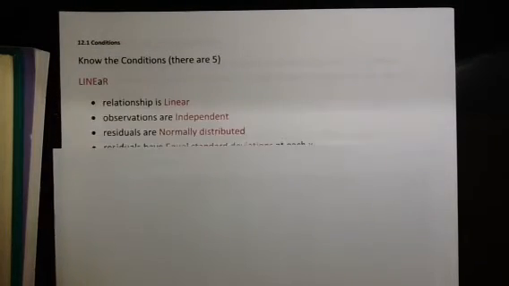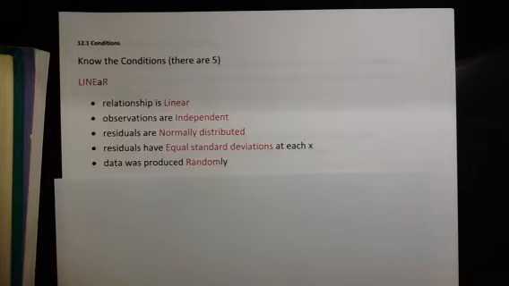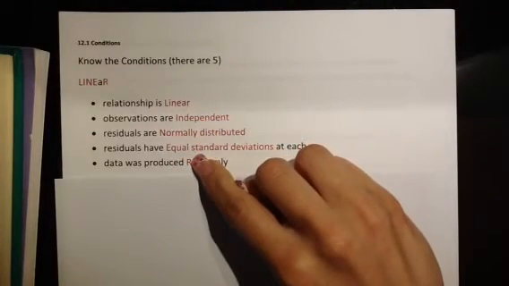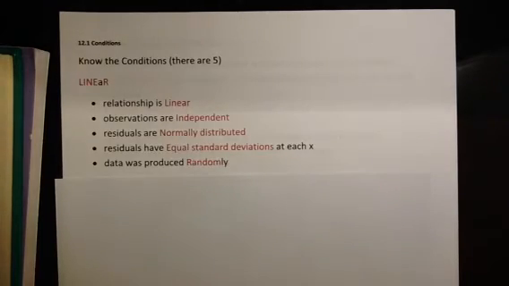So there are 5 conditions, and a way to help you remember them is the word linear. So relationship is linear, observations are independent, residuals are normally distributed, residuals have equal standard deviations at each x, and data was produced randomly. Now the linear acronym that we're using is L, I, N, E, and R. So that's one way to help you remember them, but I know when I say those things you're probably thinking, so what does all that mean?